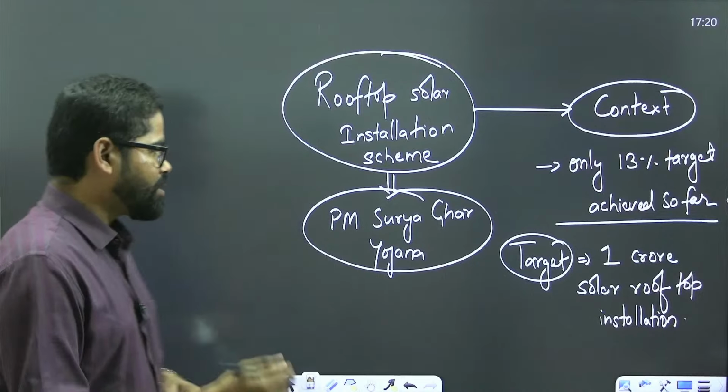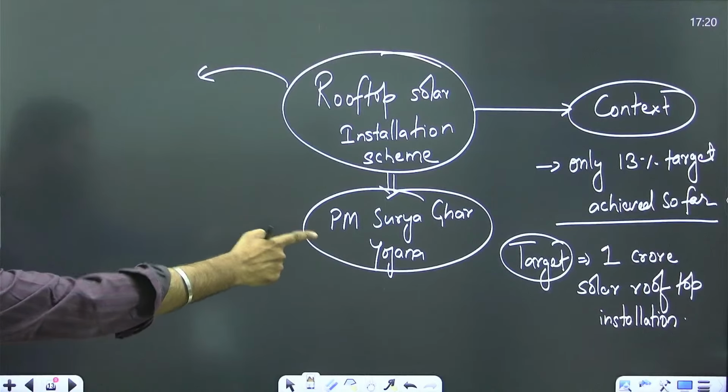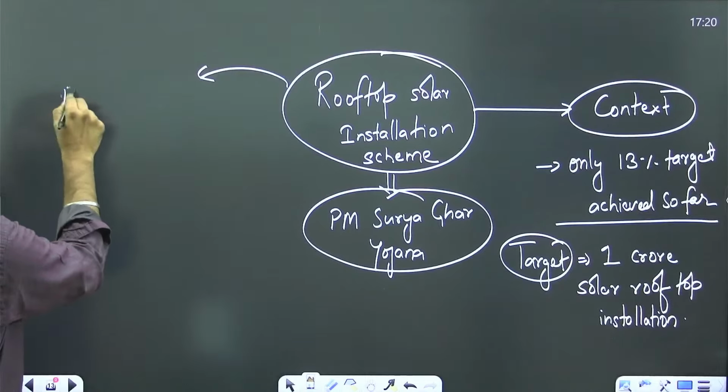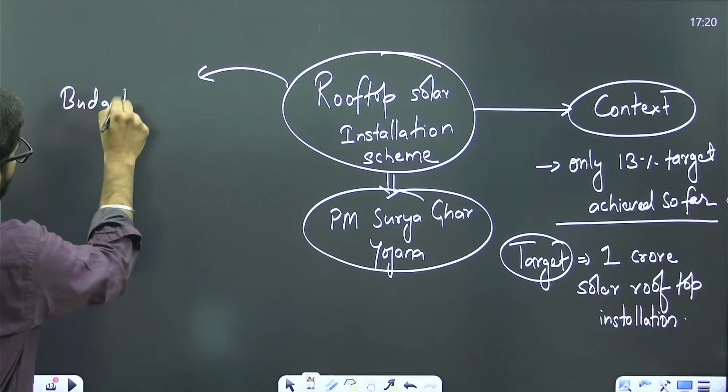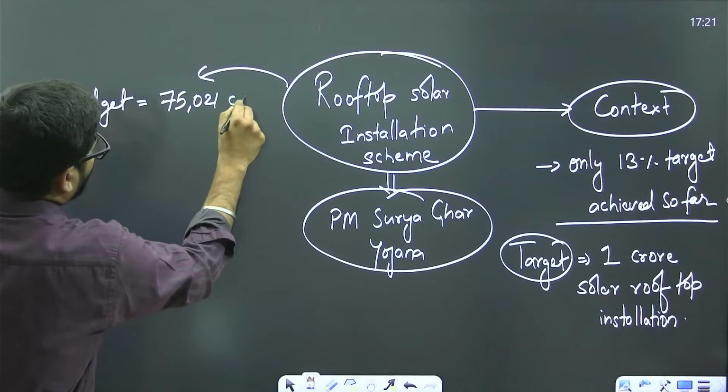So let's see this, like what is the aim here. The aim we have seen, we have a target of 1 crore solar rooftop installation. There is a budget of 75,021 crore rupees.